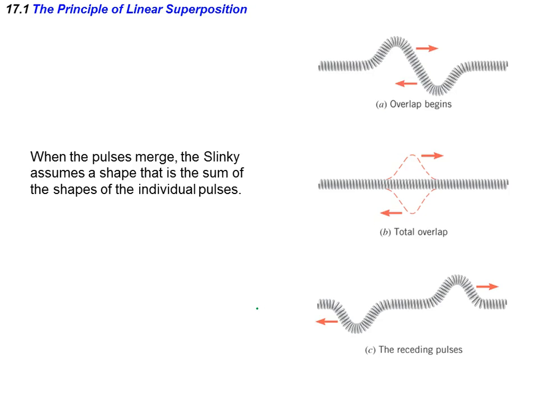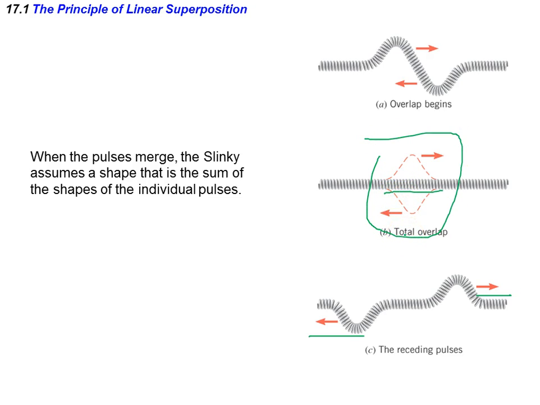However, on the other end, say we have the same pulses, but one is the mirror of the other. And so when they come together and the overlap begins, we see that when they're totally overlapped, there's nothing there. It's like the slinky's not even moving, but then the waves continue on and we still see them travel to the respective left and right. This is an example of destructive interference.